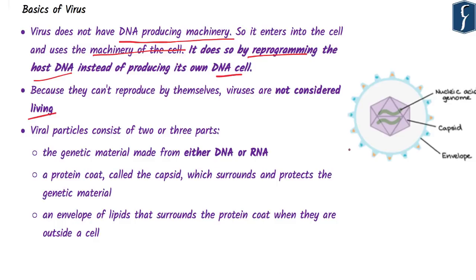Coming to the basic structure of the virus, there are three parts in the structure as you can see in this diagram. One is genetic material, which is either DNA or RNA. Virus does not have both. Then there is a protective protein coat called as capsid that protects the genetic material. And third, which is not found in all kinds of virus, is an envelope of lipids.